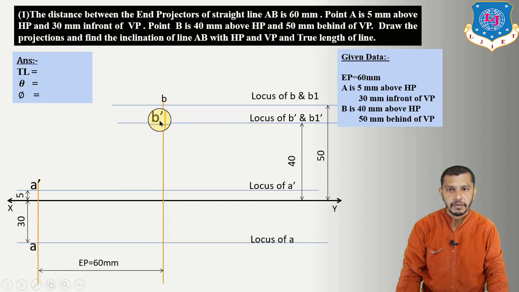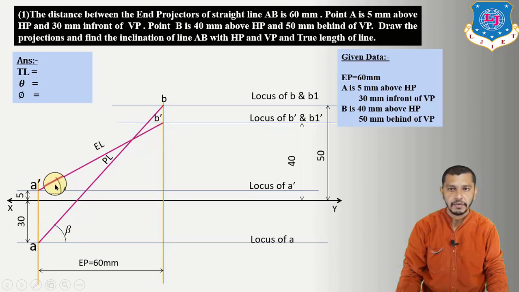So we will get B over here, that is the plan of point B, and B dash over here, that is the elevation of point B. Now connect AB, which will be our plan length, and the angle of this plan length will be beta, and connect A dash B dash, which will be our elevation length, inclined at an angle of alpha to the XY reference line. Now after getting the plan length and elevation length, we have to find out the true length.